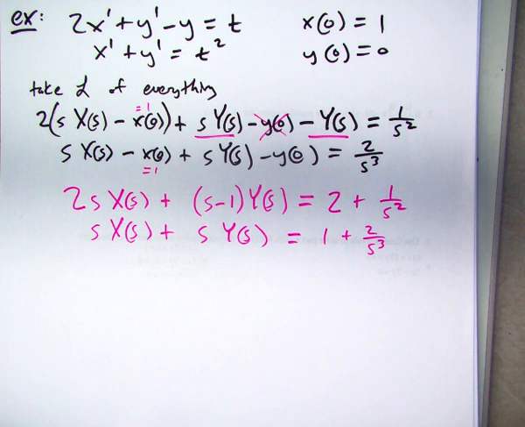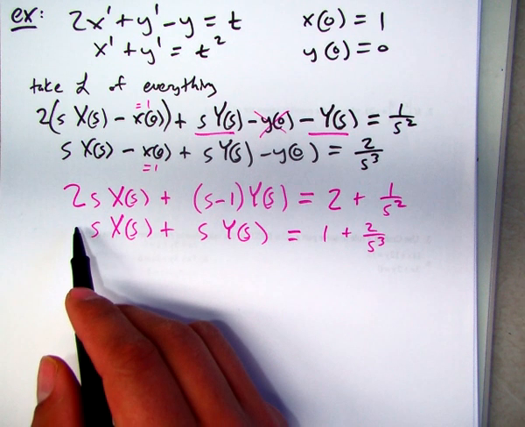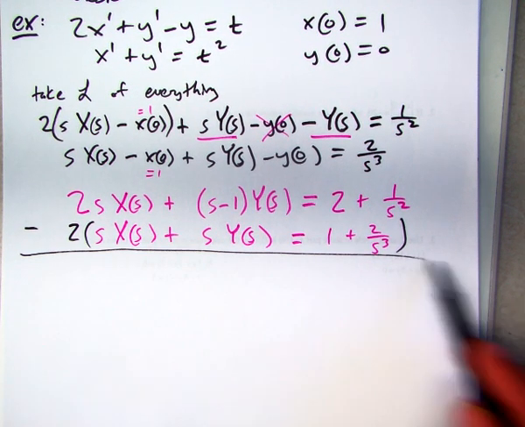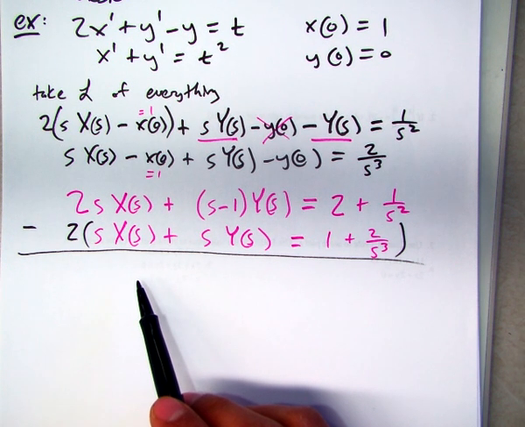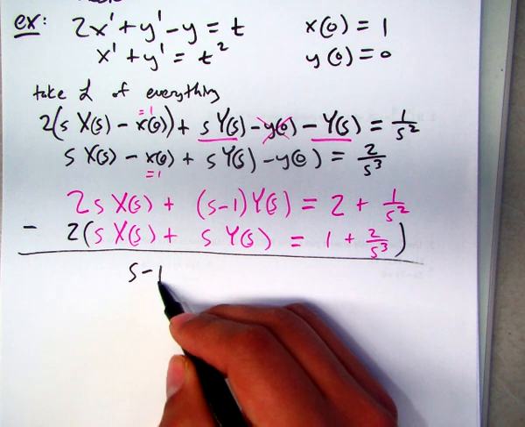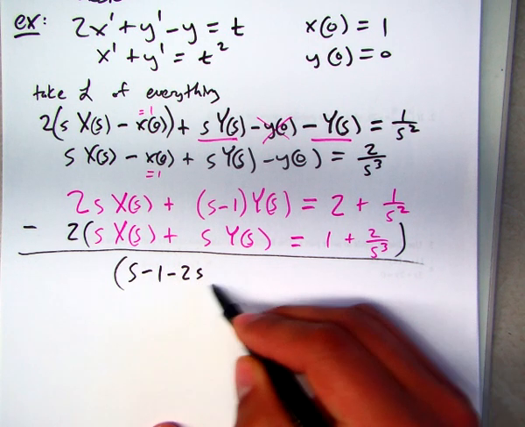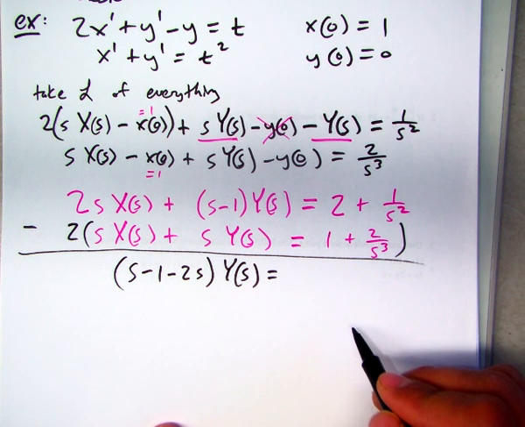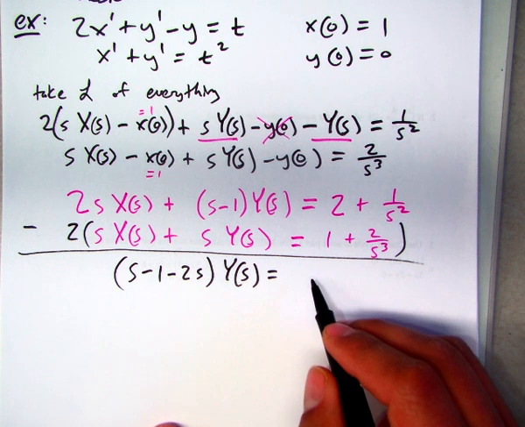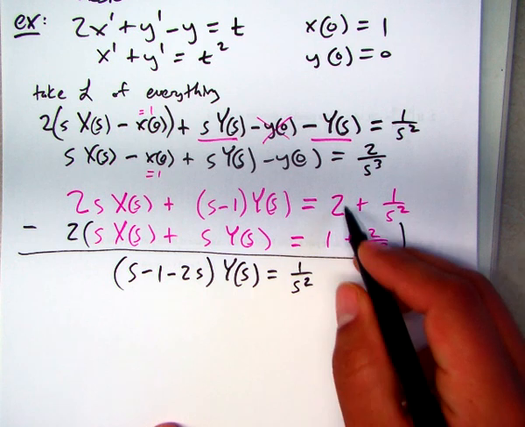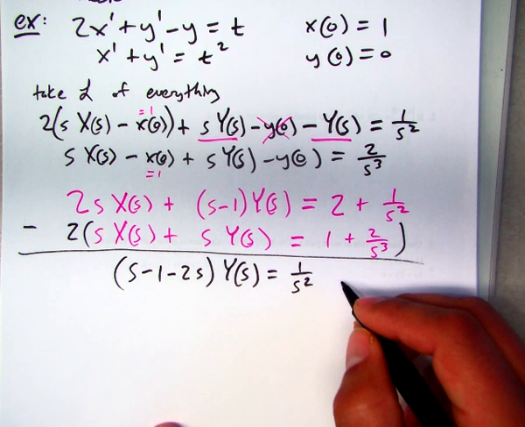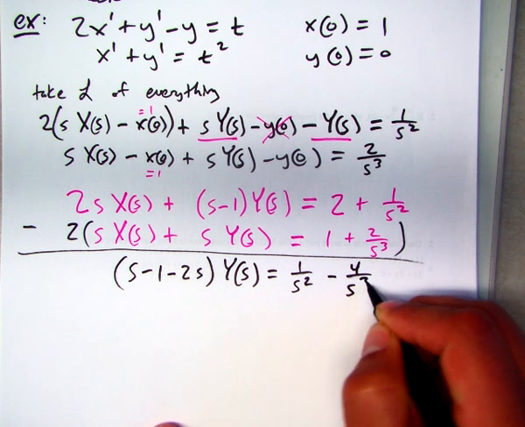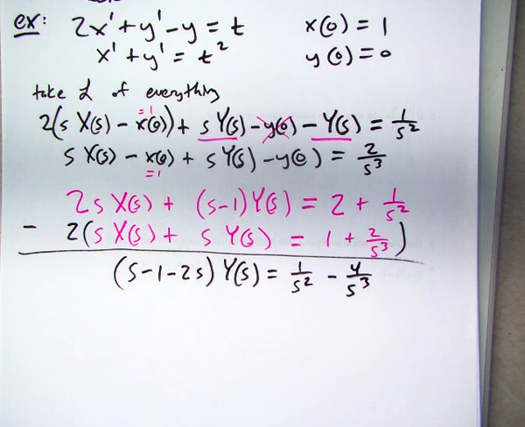Well, looks like I could easily cancel out capital X. So maybe what I'll do is double the bottom equation and subtract everything. So then the X of s's cancel, and then I'll get s minus 1 minus 2s, Y of s, and then we just get 1 over s squared. 2 minus 2 is going to cancel here. And then 1 minus 4 is... Oh, we can't combine those, so we could later if we wanted to, but for now we have 1 over s squared minus 4 over s cubed.